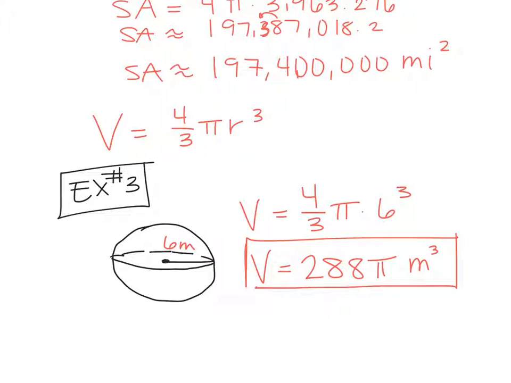If they gave me a diameter, what would I have to do differently? Just cut it in half and then plug that number in. Okay? Questions on that? All right.